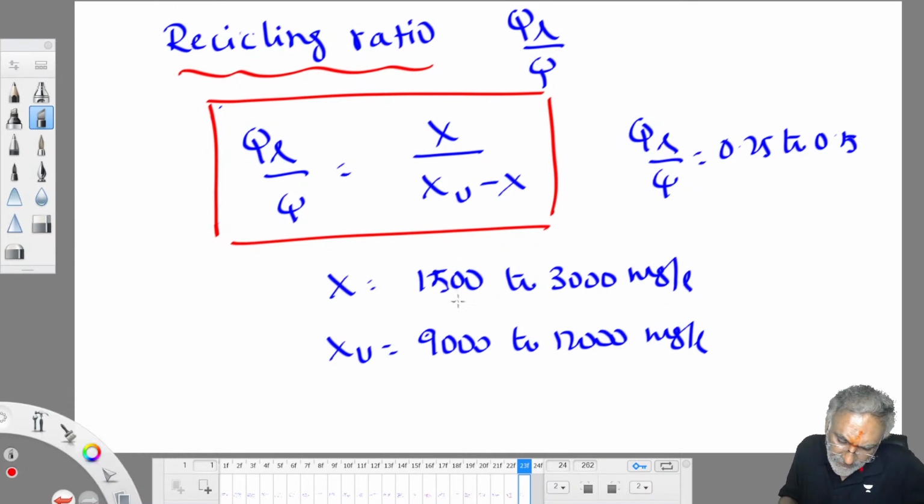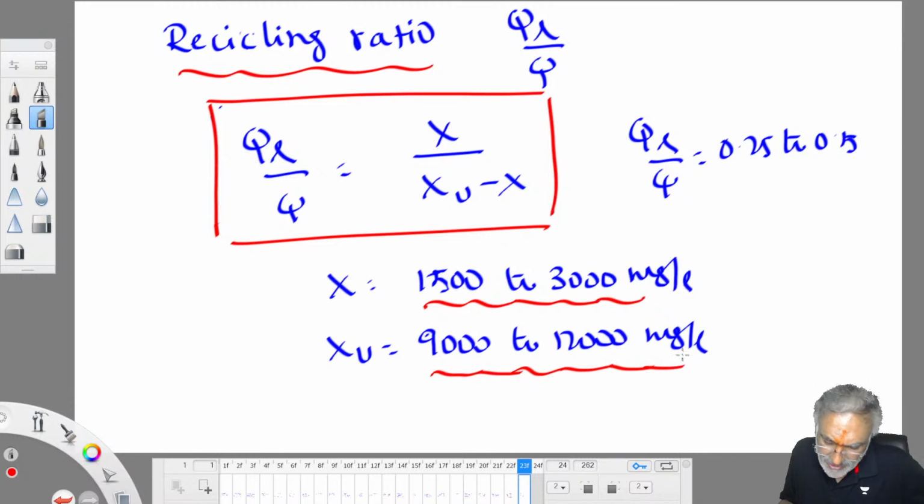So the normal range of X we have to maintain is 1500 to 3000. Then once they settle down, X only becomes XU. The concentration in that settled mass is 9000 to 12000 milligram per liter. The same mass is accommodated in a small space, therefore the concentration increases. Understood?